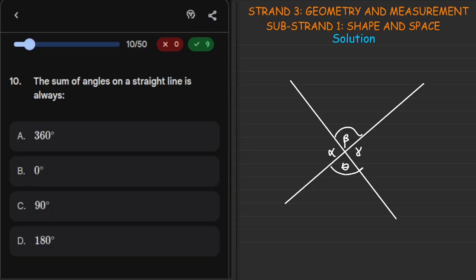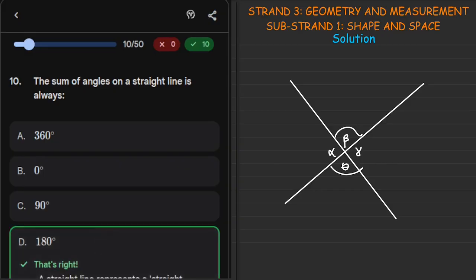Question number 10. The sum of angles on a straight line is always what? On a straight line, we have 180. These are very, very simple and direct questions.